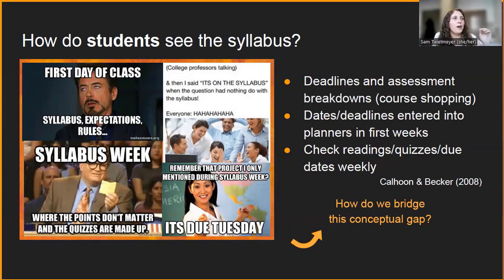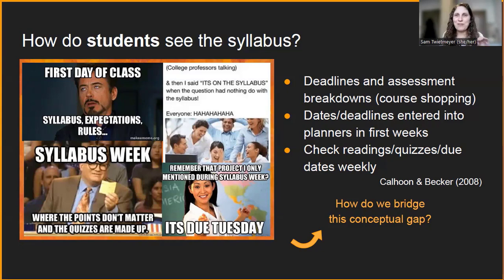And then the next one is really pointing out a frustration students obviously have. College professors are talking to each other. And then I said, it's on the syllabus, but the question had nothing to do with the syllabus. So there's very much there presenting a disconnect between what students feel a syllabus provides versus the knowledge they expect to get from their professors. Or maybe the syllabus actually didn't provide the depth of information the student needed, and it could have. Then we have Syllabus Week, where the points don't matter and the quizzes are made up. And then finally, remember that project I only mentioned during Syllabus Week, it's due Tuesday.